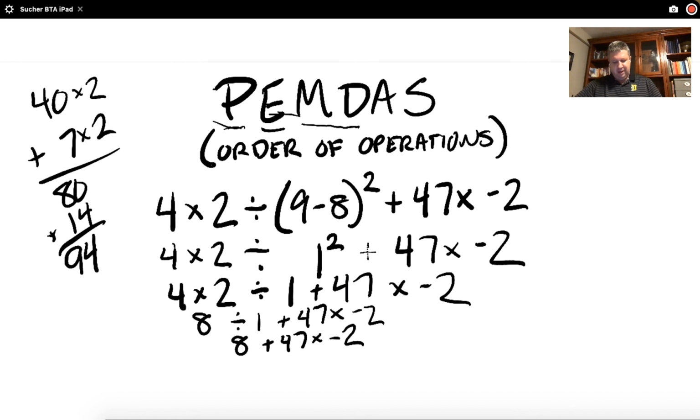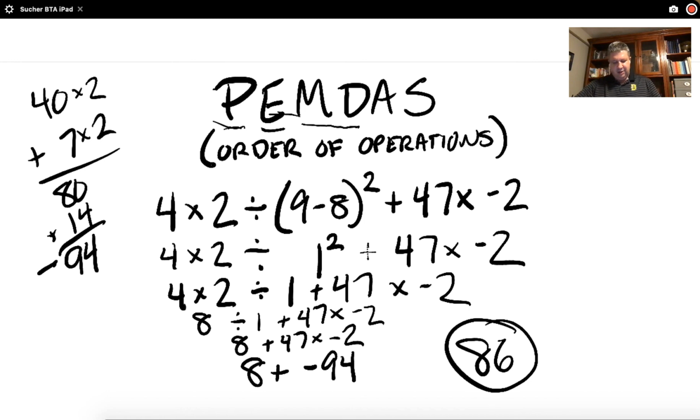And then because I have a positive times a negative, that means that the ending answer is going to be negative. So we end up with 8 plus negative 94. And so if I take a positive 8 and a negative 94, again, this is toward the high end of our mental math, but we would end up at negative 86 as our final answer.